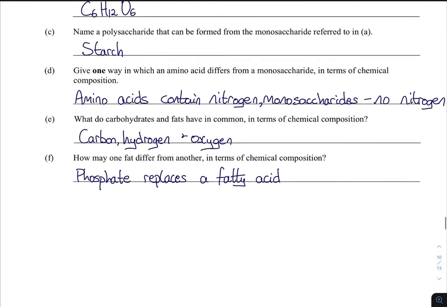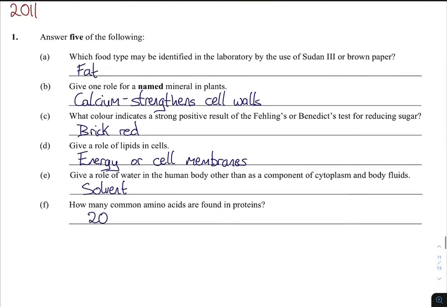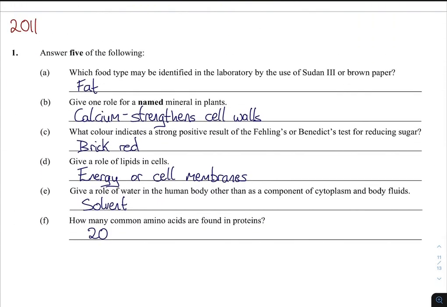Okay, second last question. Answer 5 of the following, but again, you do all 6 just to be sure. What type of food might be found out by using a brown paper test? So that's testing for fats, lipids, it's fine.